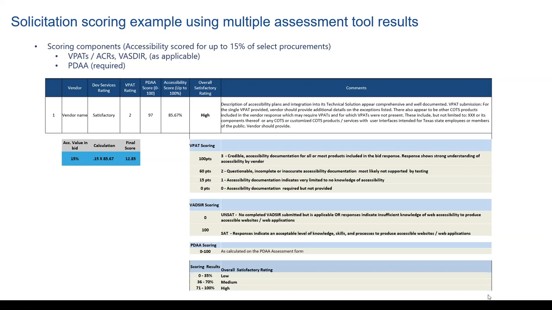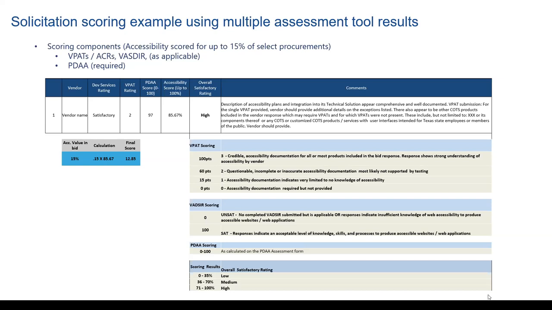And then I try to normalize that by assigning a point assignment for each one of those, 0 to 3, 3 being 100 points, 0 being 0, of course. And then the VATSR score, that's binary. That's either unsat, meaning you have no confidence in what they provided you and they can't produce an accessible website, or a sat, a rating of 100. And then the PDA score is what it is. So let's say, for example, that in this particular solicitation, accessibility is up to 15% of the score to figure out whether you're going to award a contract or not.